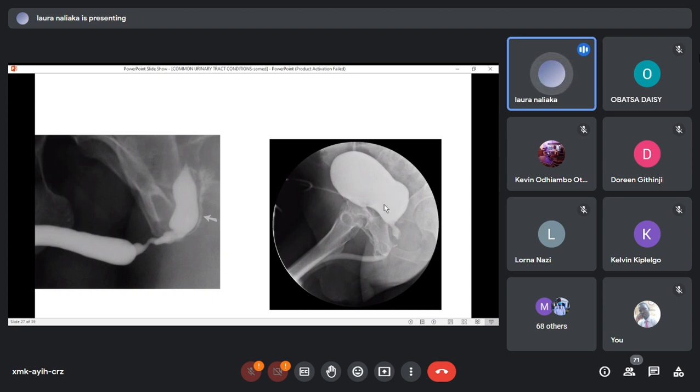This is an MCU of a patient who had trauma to the pelvis and suspected injury to the posterior urethra. We were not able to catheterize the patient at this point, but the patient had a suprapubic catheter. So we filled the bladder with contrast. At the same time, we pushed contrast through the urethra retrogradely, so that you can opacify the anterior urethra, which you can see was opacified very well, but there was a point where the contrast could not pass.